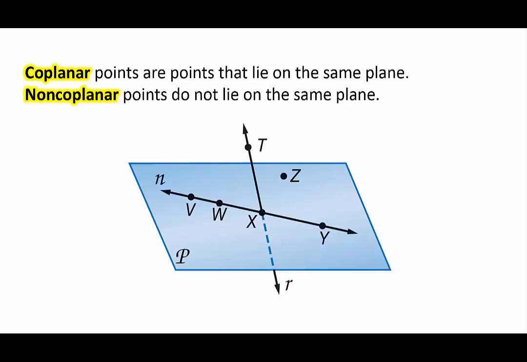Coplanar points are points that lie on the same plane. For instance, B, W, X, Y, and Z are all examples of coplanar points. The only point that is non-coplanar is T, because it does not lie on the same plane.